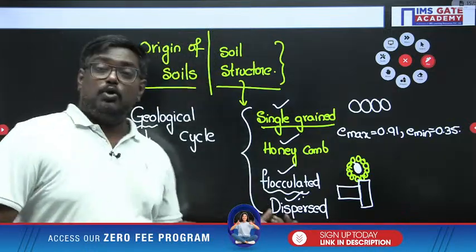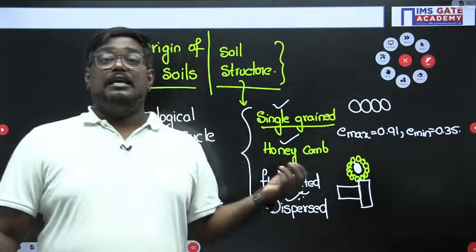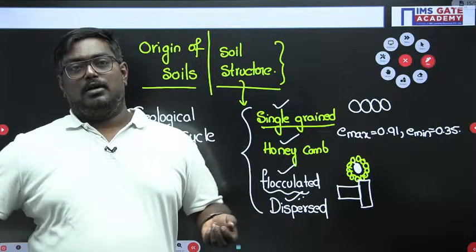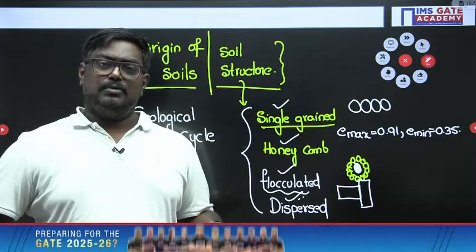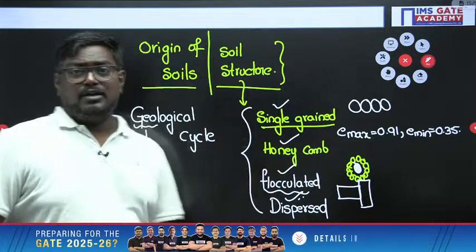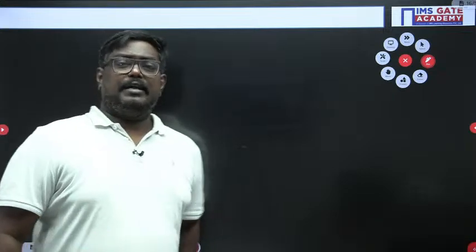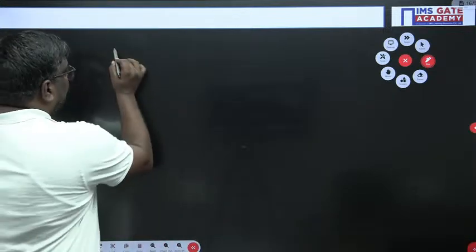Similarly, if I talk about a dispersed structure, it is formed due to face-to-face orientation. In this, the soil has less shear strength, high compressibility and low permeability. I hope you are clear with the different types of soil structures. Now, my dear students, let me tell you one important thing again.